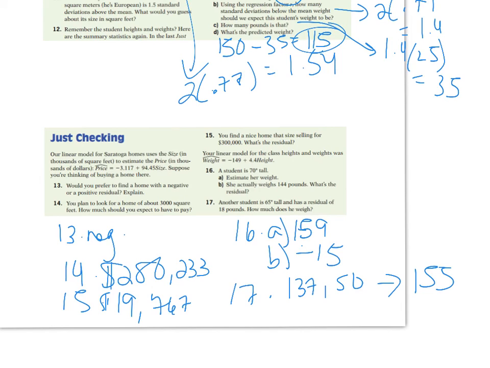And then 17, excuse me. The 65-inch tall person was 137 pounds. So 18 pounds heavier would be 155.